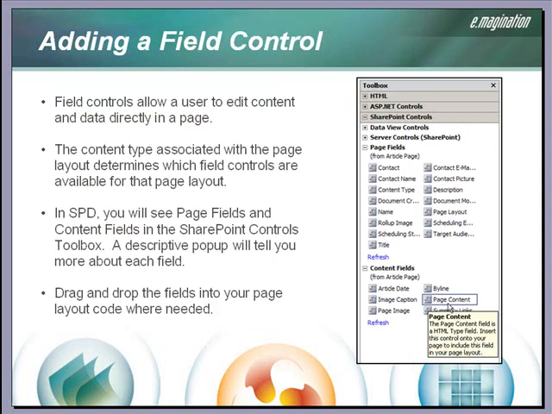Let's talk about field controls first. The great thing about field controls is that you can control exactly which types of content the user will edit directly in the page. When we associated the article page content type to our page layout, it made certain field controls available for us to use in this page layout. You can create custom content types in MOSS, which would allow for your own set of field controls. But in this example, we'll stick with the article page content type.